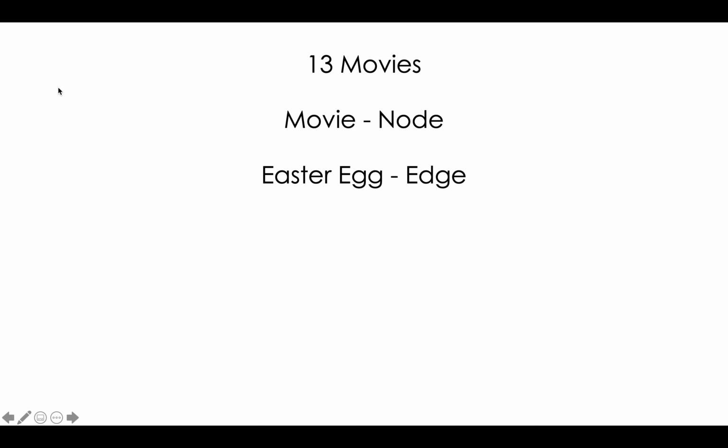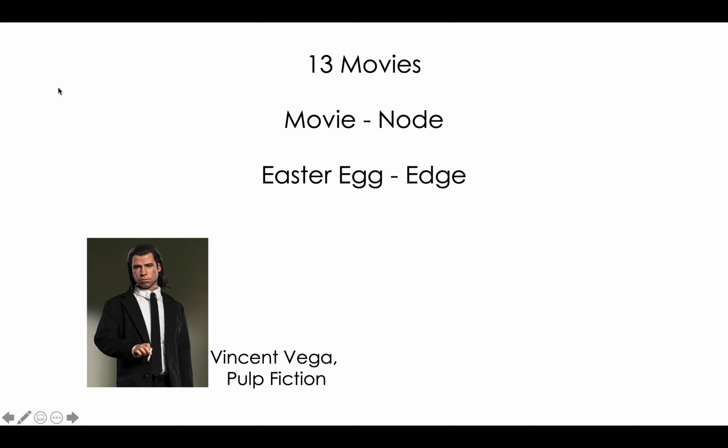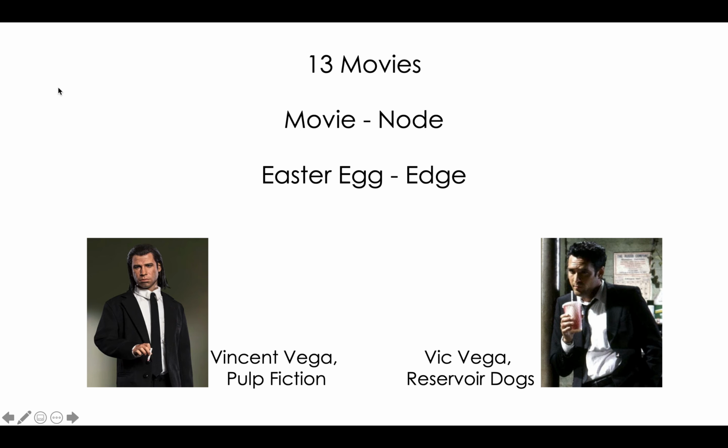And we will be considering 13 movies where every movie acts as a node and every Easter egg acts as an edge. For those of you who do not know what Easter eggs are, allow me to explain. In the movie Pulp Fiction, Vincent Vega was one of the main characters. And in the movie Reservoir Dogs, Vic Vega was one of the main characters. Now, Quentin Tarantino intended for both of these characters to be brothers, but never mentioned it explicitly in any of those movies. This intended connection, which is subtle, is called an Easter egg.